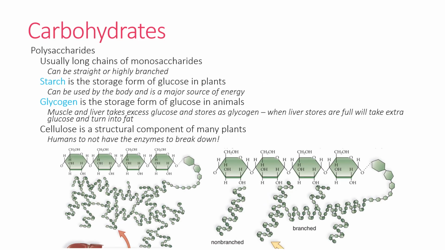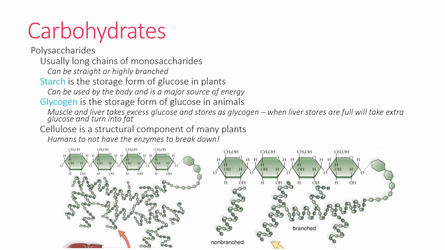So we've seen the monomers, the monosaccharides, we've seen the disaccharides. Now we need to look at the polymers. In the case of carbohydrates here, the polymers are going to be what we call polysaccharides. So again, that root word saccharide means sugar. Poly means many. So here we are going to have long chains of these monosaccharides.